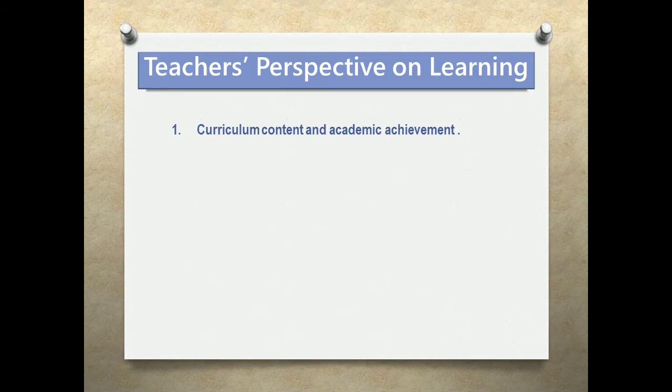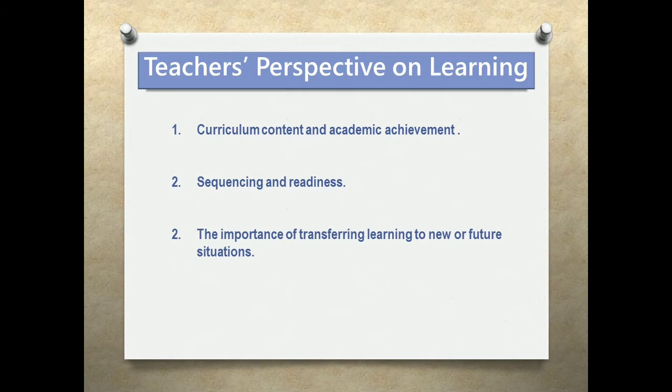One of them is curriculum, content, and academic achievement. Sequencing and readiness. Another one is the importance of transferring learning to new or future situations. Sometimes teachers emphasize whatever is taught in schools deliberately, including both the official curriculum and the various behaviors and routines that make classrooms run smoothly. So now we're going to talk about curriculum, content, and academic achievement.